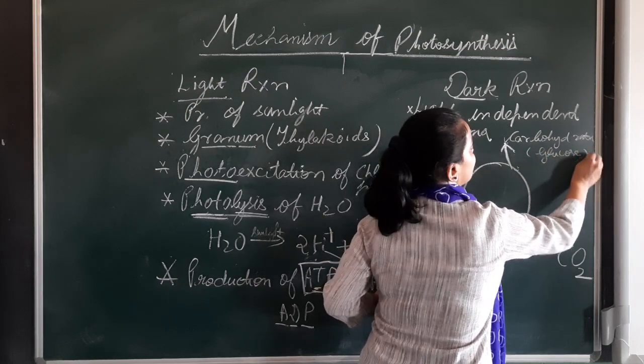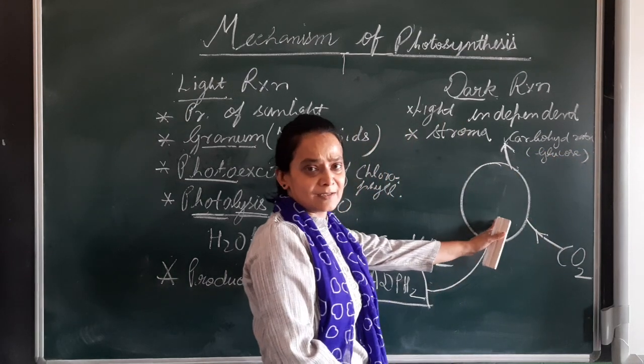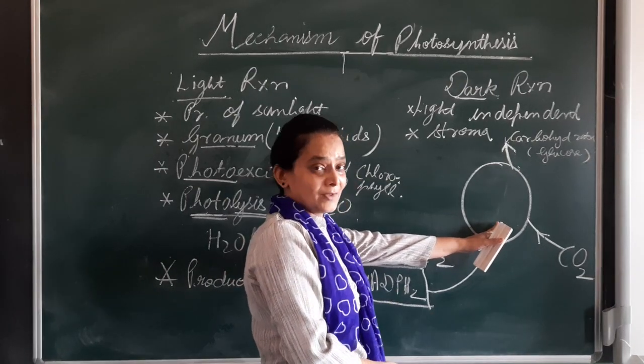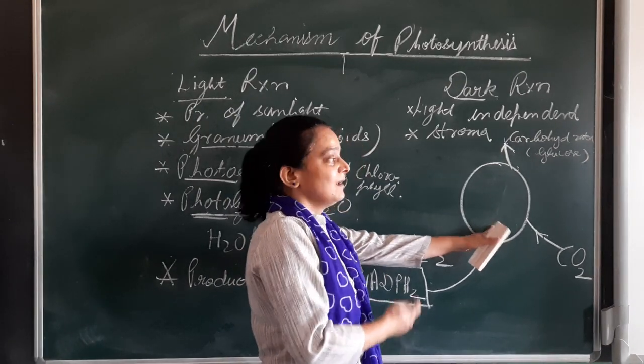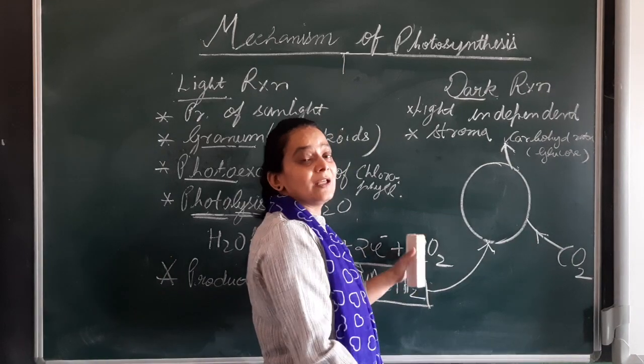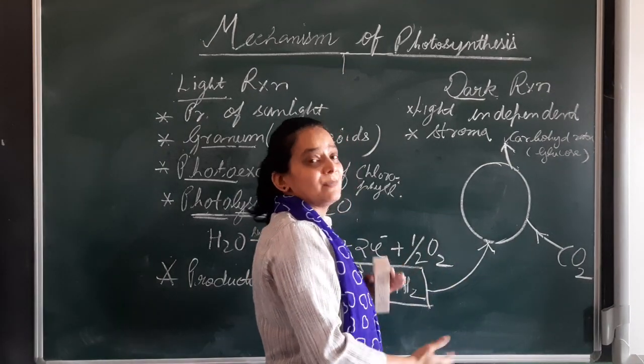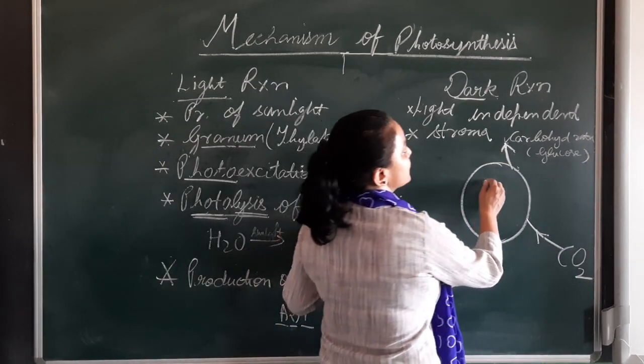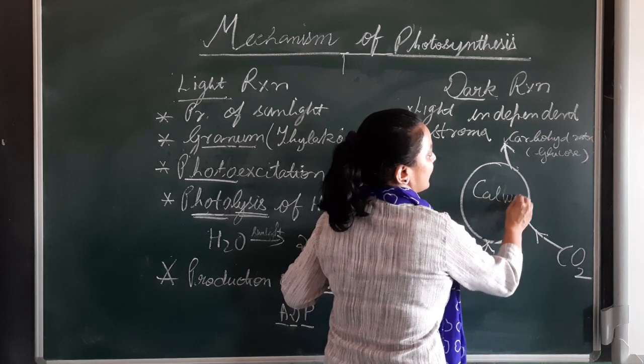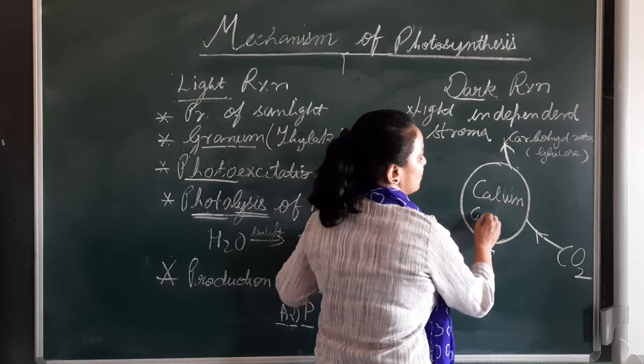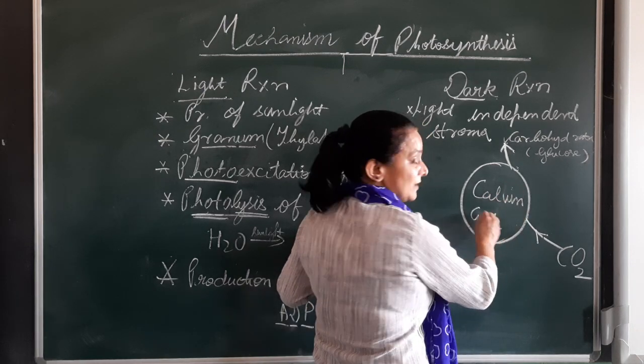Getting it? Now this process is not as simple as it seems to be. This is a cyclic process where there are many enzymes, many reactions. This cycle is called the Calvin cycle. You just need to know the name, nothing more than that.